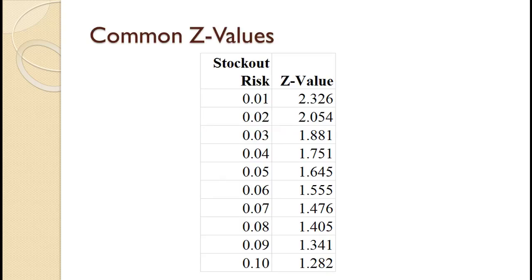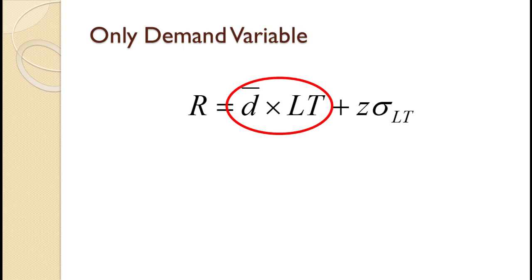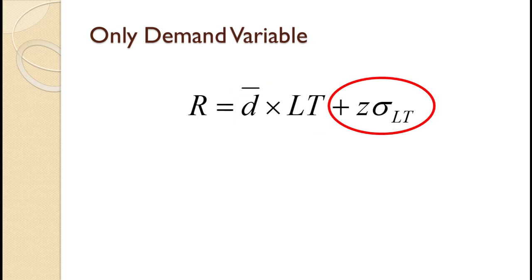The table on the slide shows common stockout risk values and their associated z-values. If only demand is variable, then the reorder point is the average demand during lead time times the lead time plus the z-value times the standard deviation of demand during lead time. Note that D bar is used in the formula rather than D. That is because demand is now variable and we must talk about average demand. The first part of the formula is the demand during lead time without variability. The second part of the formula is the safety stock and is added for when demand is higher than average.